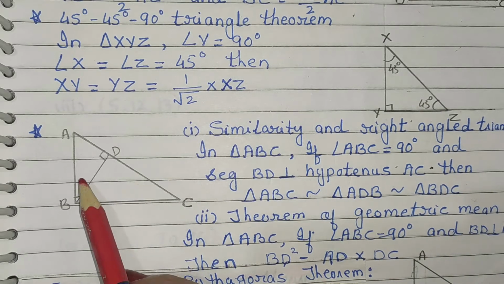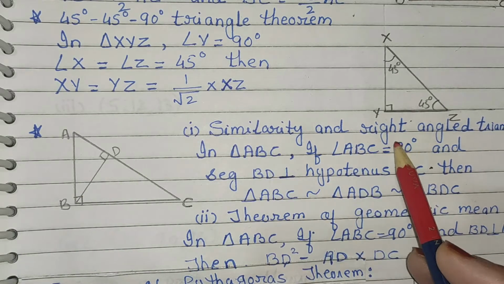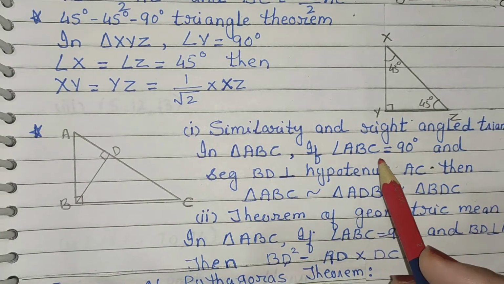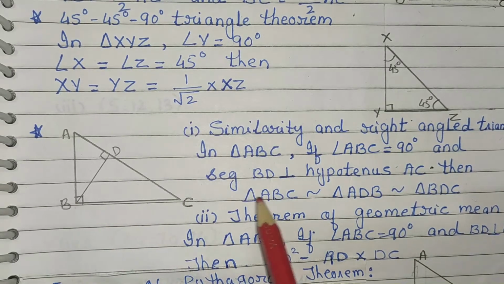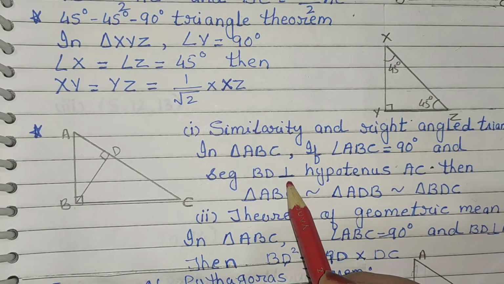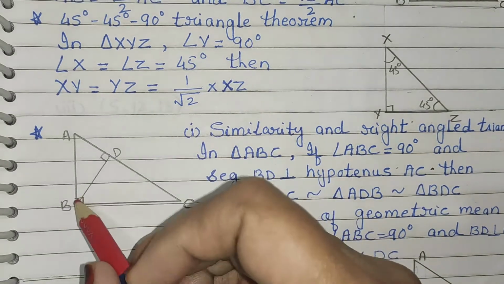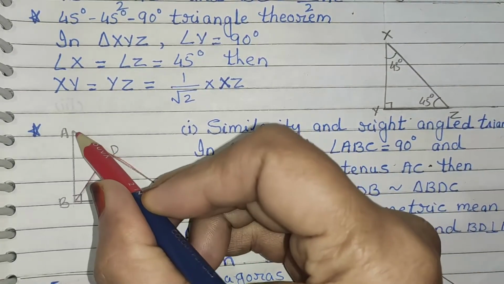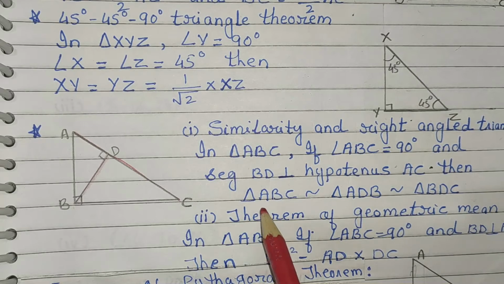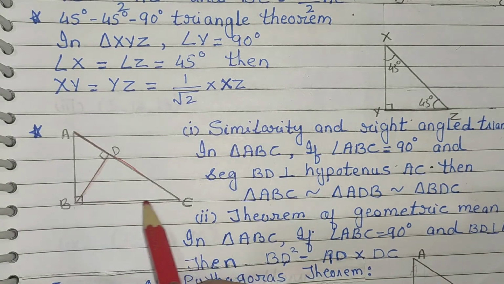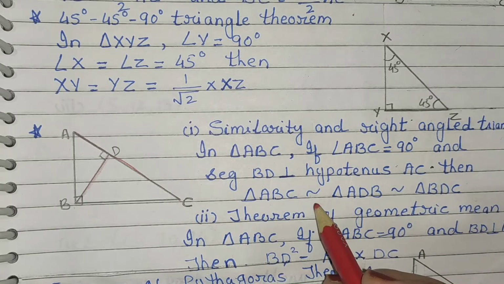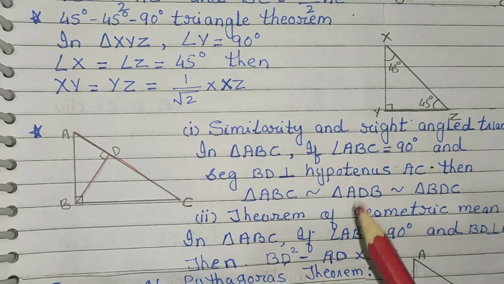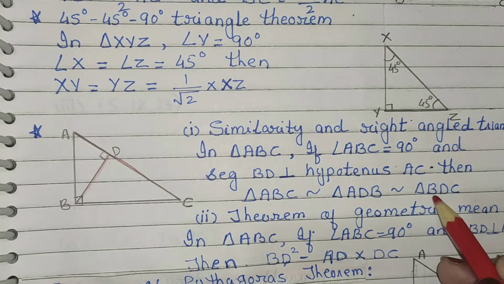Now look at next point. Similarity and right angle triangle. In triangle ABC, if angle ABC is equal to 90 and segment BD is perpendicular to hypotenuse AC. Now look at here, BD is perpendicular to hypotenuse AC. Then triangle ABC is similar to triangle ADB, the smaller one. It is also similar to triangle BDC.